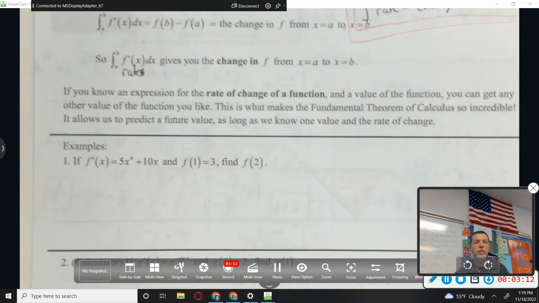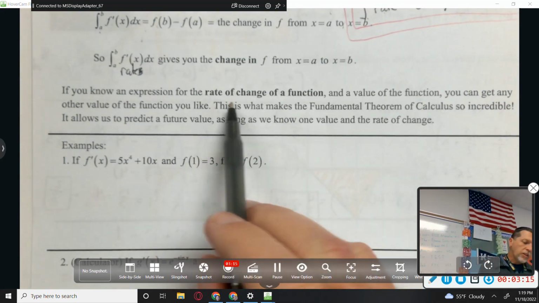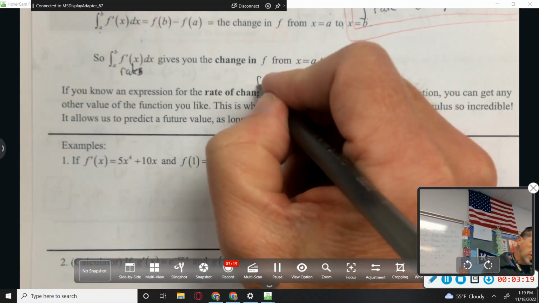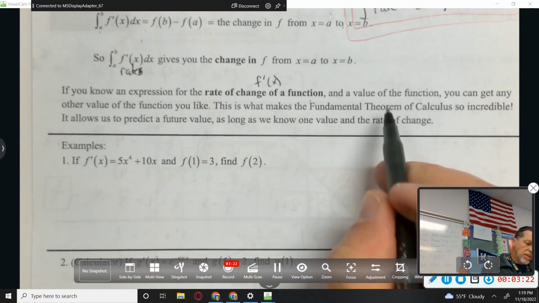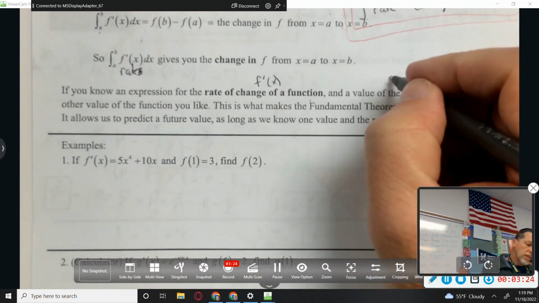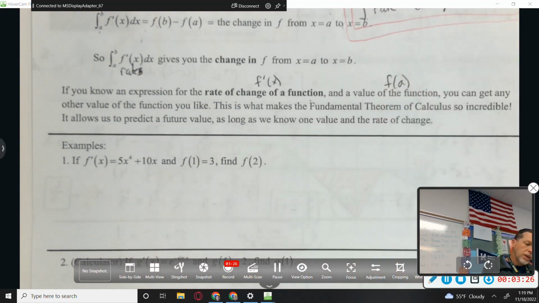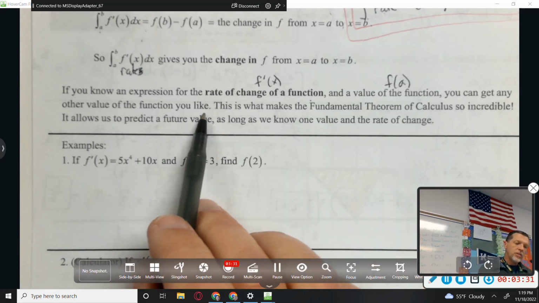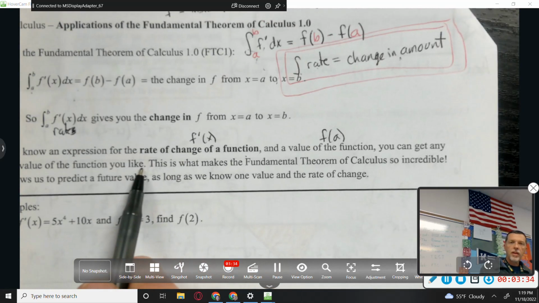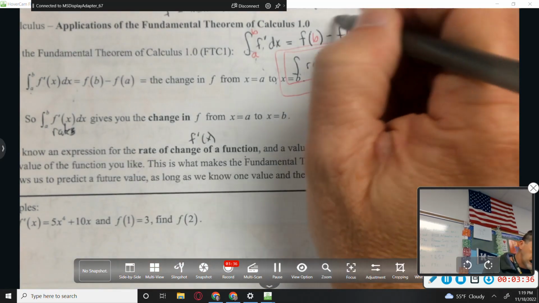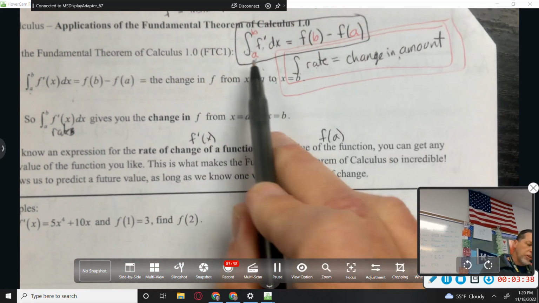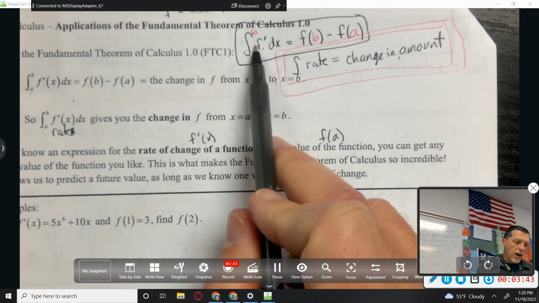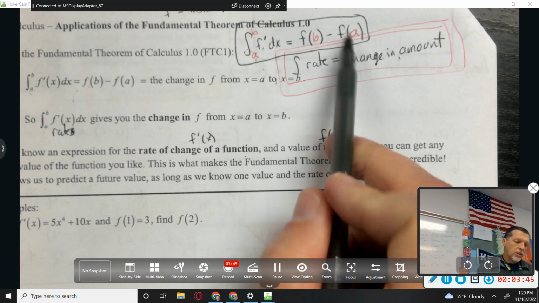So here's how we use this. If you know the expression for the rate of change of a function, remember that would be f prime, and a value of the function, f of a or f of b, you can get any other value of the function you like. Because if you know two of the three things in that equation, you can find the third. So if you know f prime and you know one other value, you can find the other one.